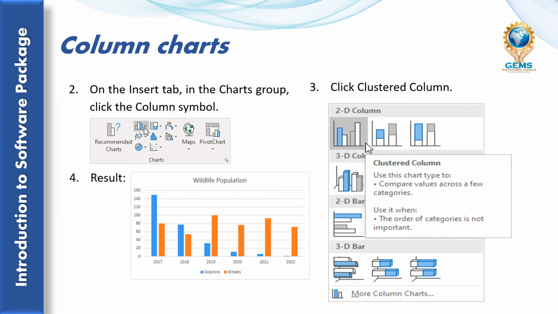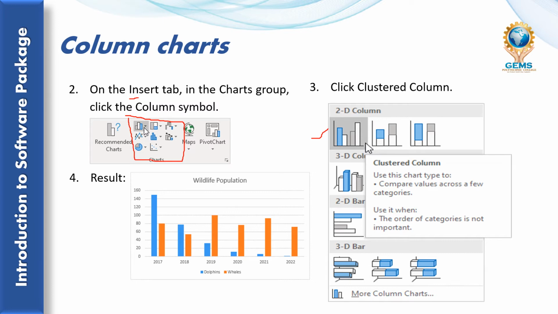Now, how to insert the column chart? Go to the Insert tab and select the column symbol from the Column group. Then click Clustered Column. There are different columns: 2D columns and 3D columns. From the 2D columns you can select the default one, and the result is a column chart, the clustered column.